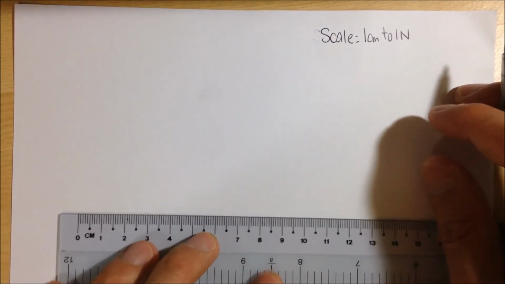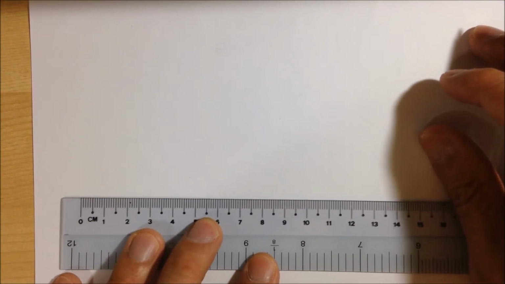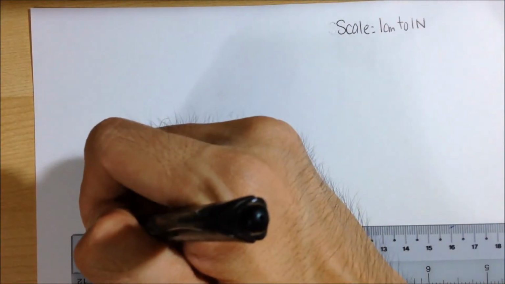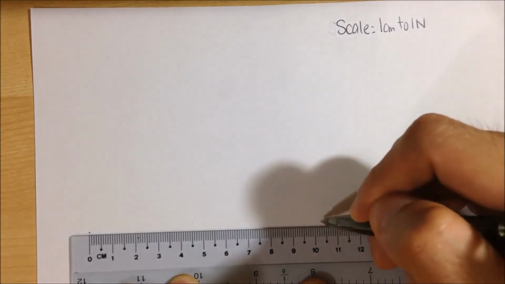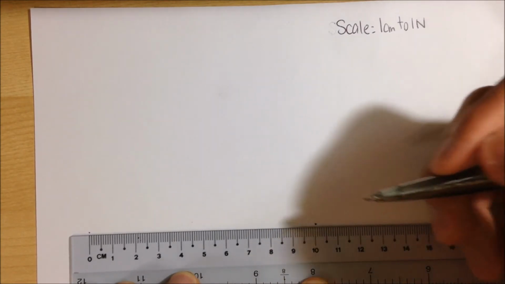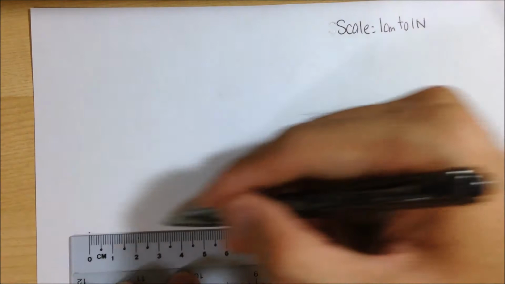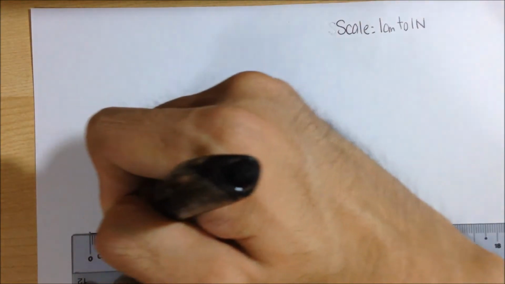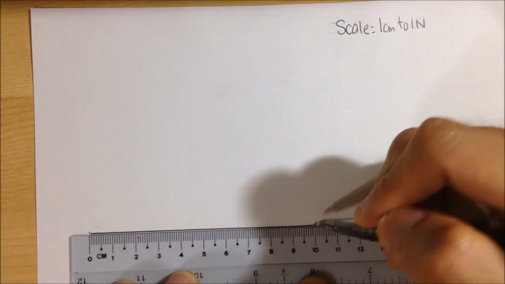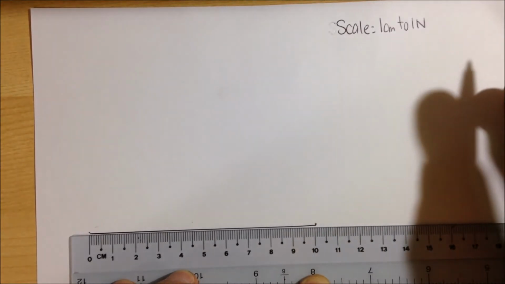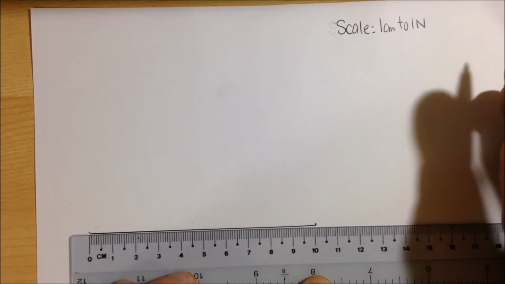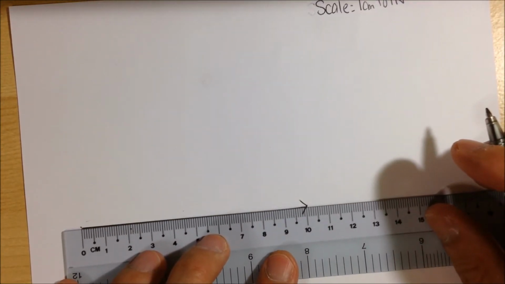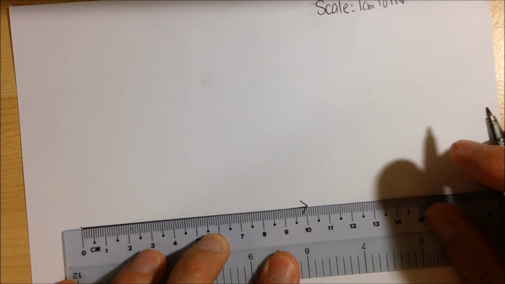Then first of all, we draw the first force. I will select the 10 Newton force to draw. So let's start with the 10 Newton force. First of all, you mark out the length of 10 cm, which represents the 10 Newton force, and then you draw the line. Use an arrow at the end of the line to represent the end of the 10 Newton force. So this line will represent your 10 Newton force.